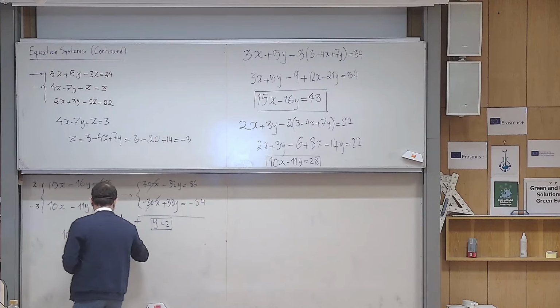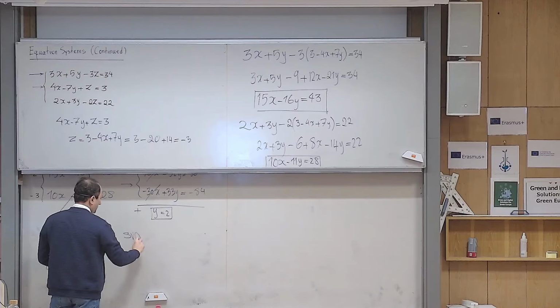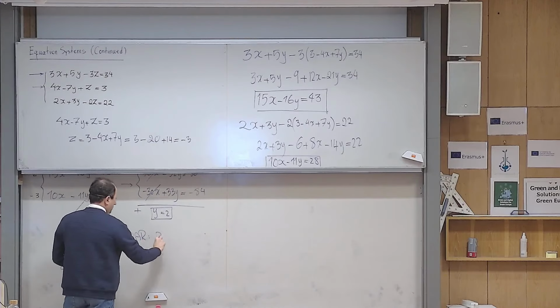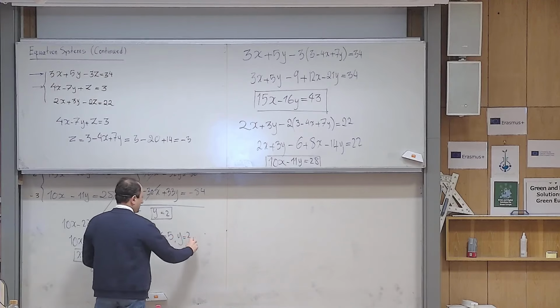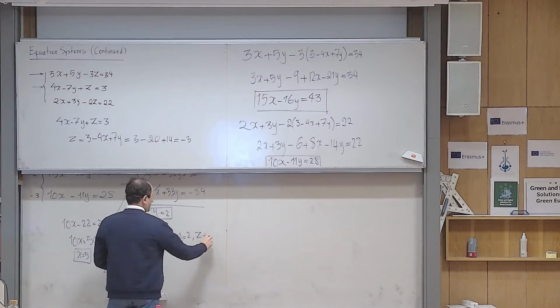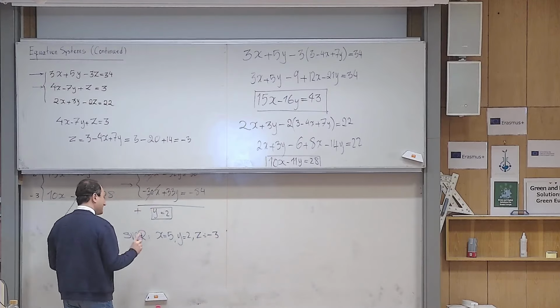So what I need to write the answer? Answer is what? X is equal to 5, y is equal to 2, and z is equal to minus 3. How many solutions I got for the system? 1.